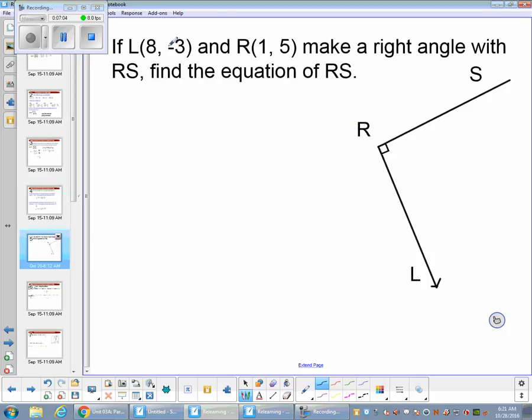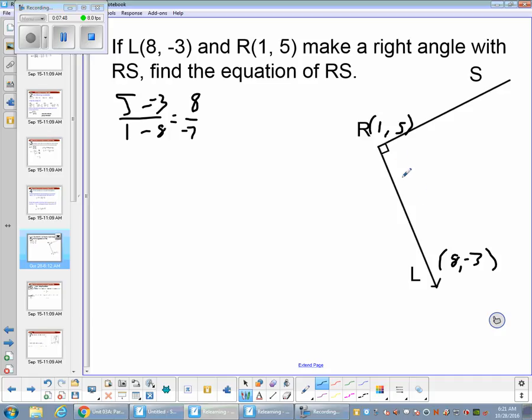Now our last problem, if LR makes a right angle with RS, that means that these are perpendicular. Find the equation of RS. Well, we know one point on RS is (1, 5). Now, we can't find the slope of this, but we could find the slope of the perpendicular and then do the negative reciprocal to find the slope of RS. So the slope of LR would be 5 minus a negative 3 over 1 minus 8. So 5 minus negative 3, that's like 5 plus 3, which is 8. 1 minus 7 is negative 7.